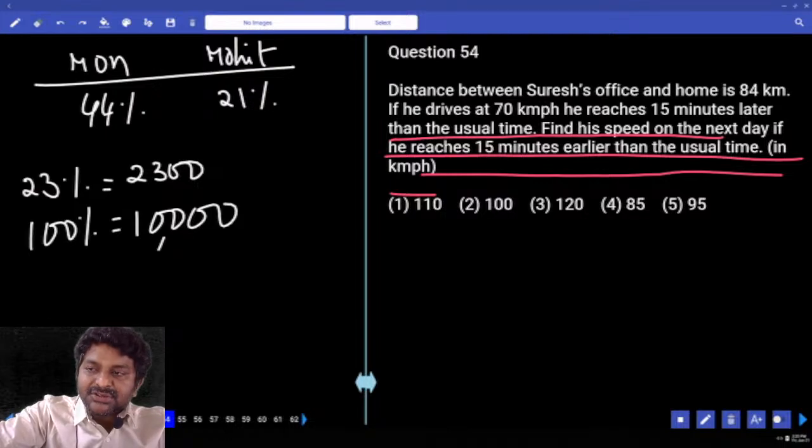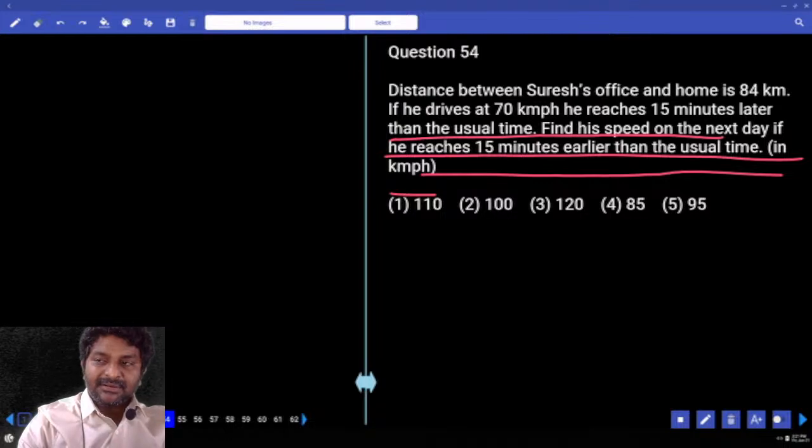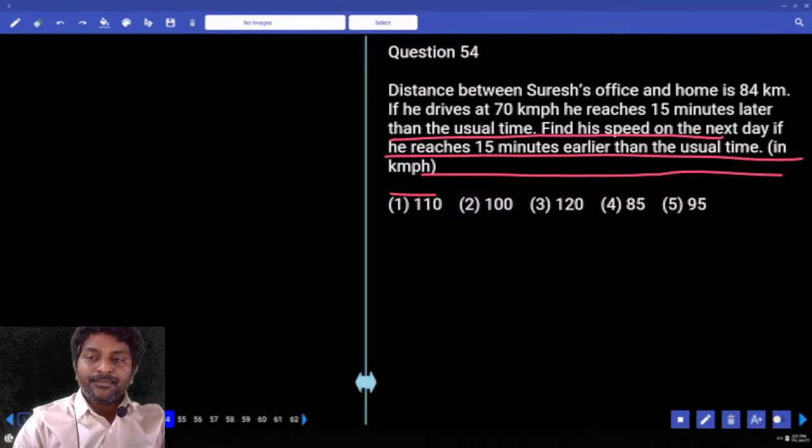Distance between Suresh's office and home is 84 kilometers. If he drives at 70 km per hour, he reaches 15 minutes later than the usual time. Find his speed on the next day if he reaches 15 minutes earlier than usual time.